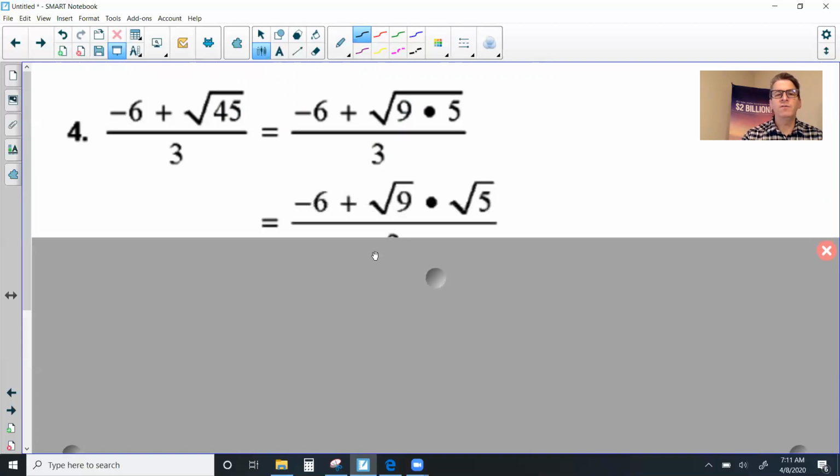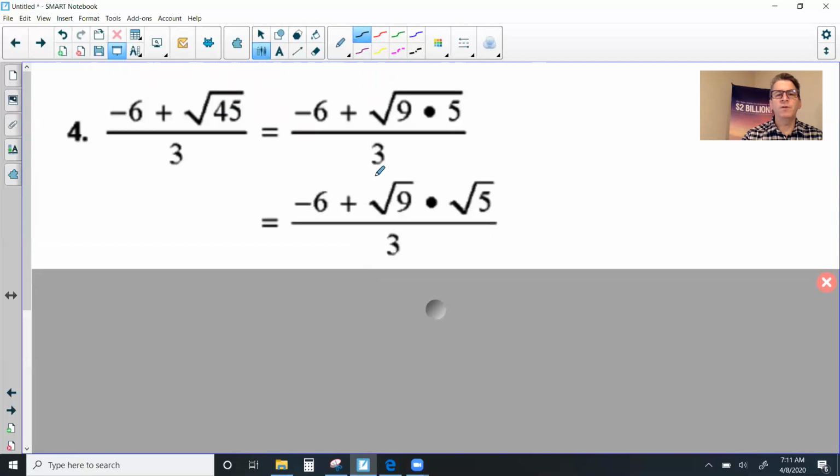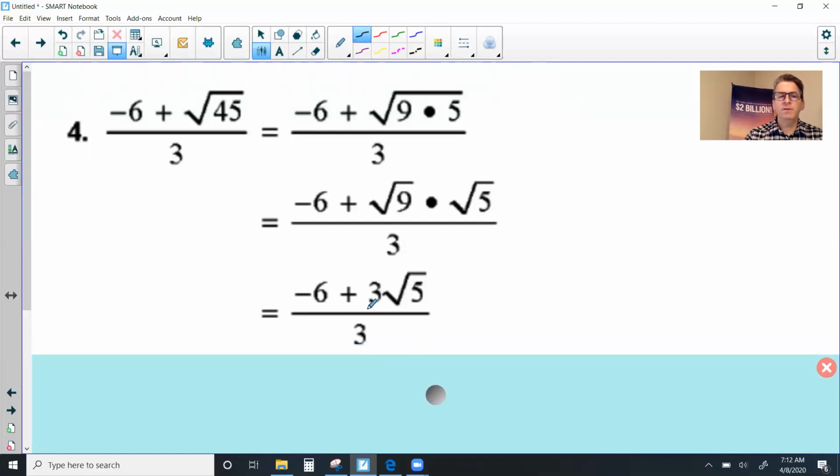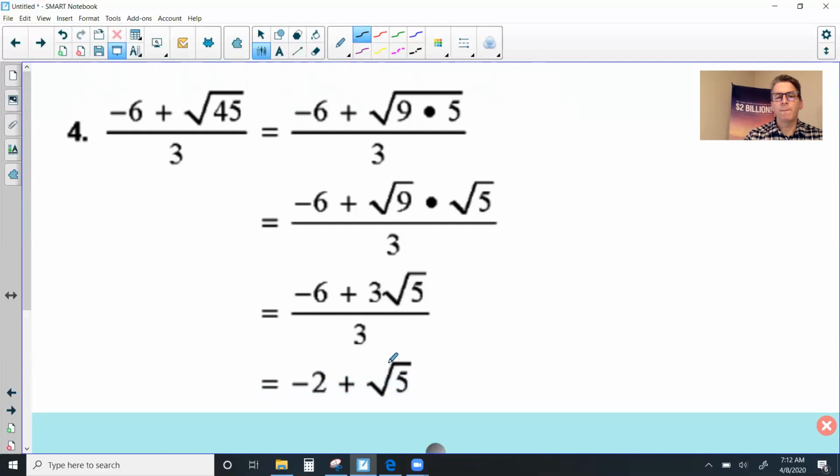So next step, we show that the square root of 45 can be expressed as the square root of 9 times the square root of 5. Everything else stays the same: -6 plus that, and all of it divided by 3. In the next step, when we simplify the square root of 9, you can see that we're down to 3 square root of 5. Final step, you've got -6 over 3, which is -2, and 3 square root of 5 over 3, which is the square root of 5.